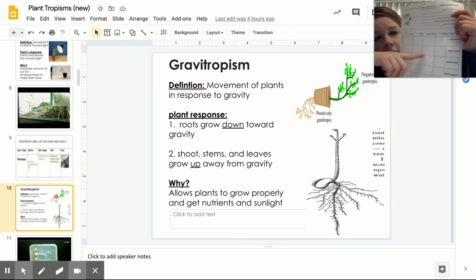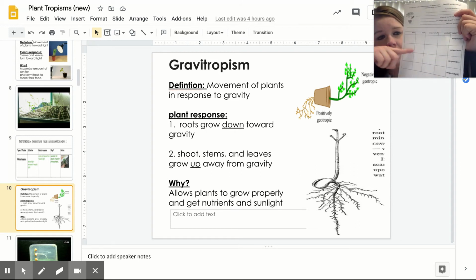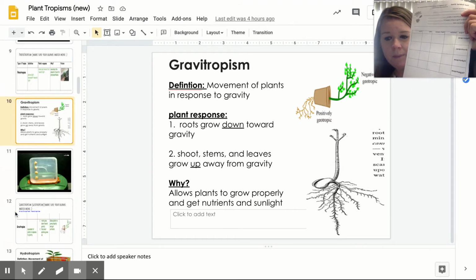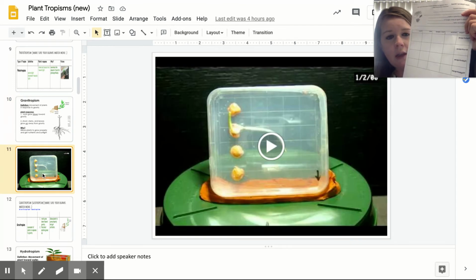Okay, look here. You're going to write that here on this one. Pause it if you need to. Here are two pictures of what it looks like. All right, so we're going to check out a video about geotropism or gravitropism.